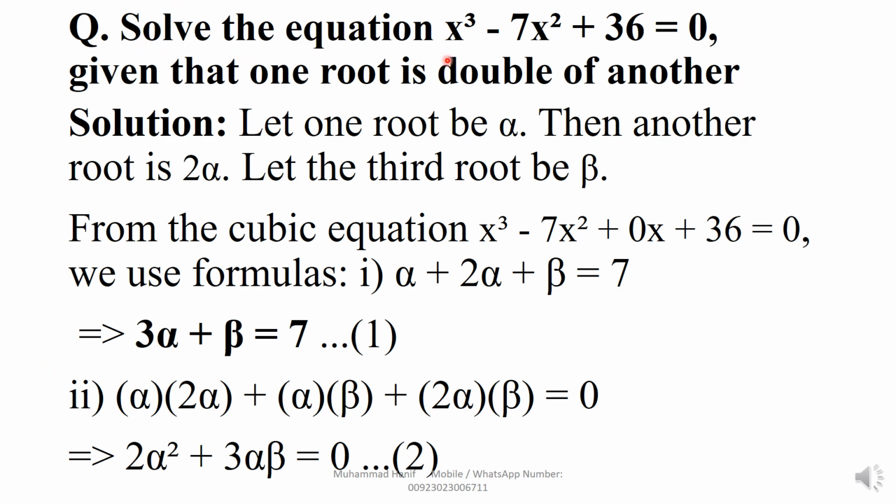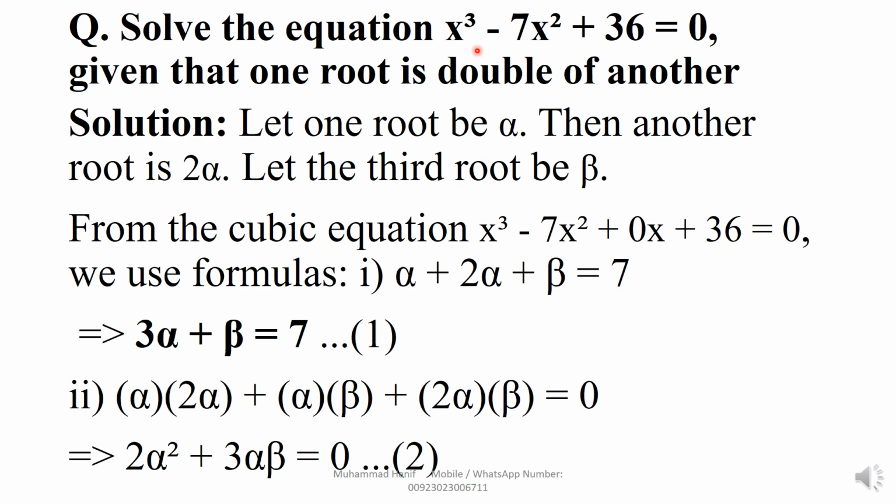Solve the equation x cube minus 7x square plus 36 equal to 0, given that one root is double of another. Now solution. Let one root be alpha.